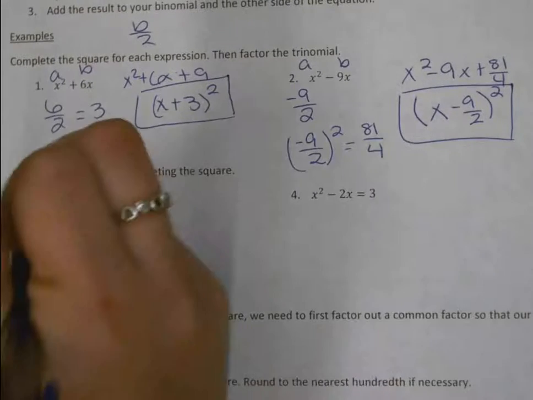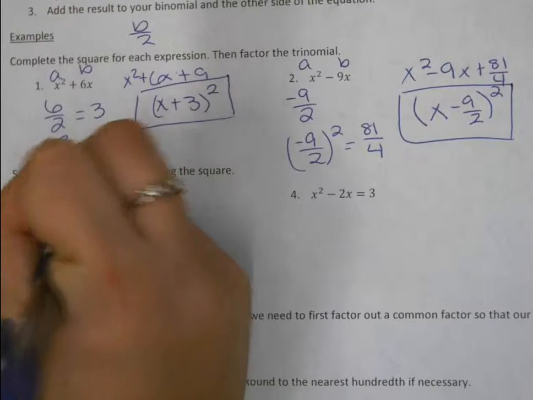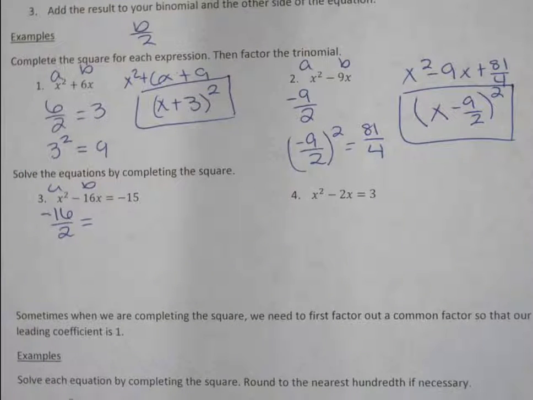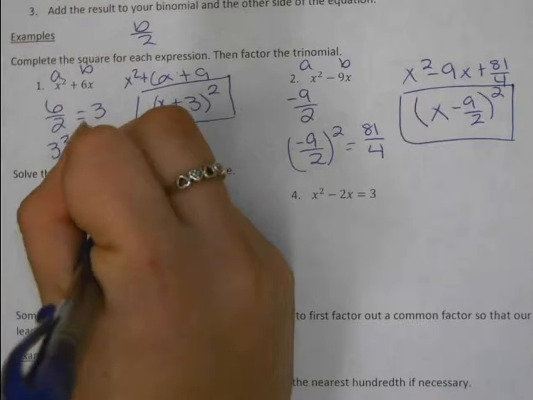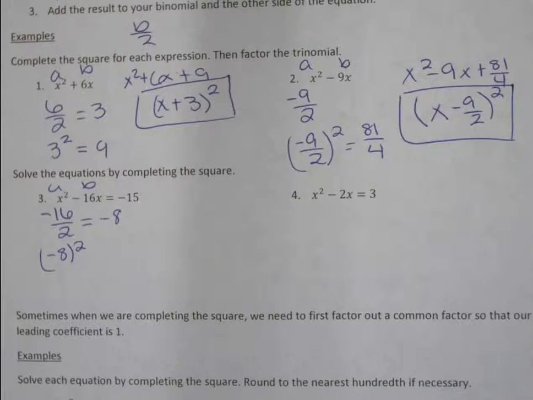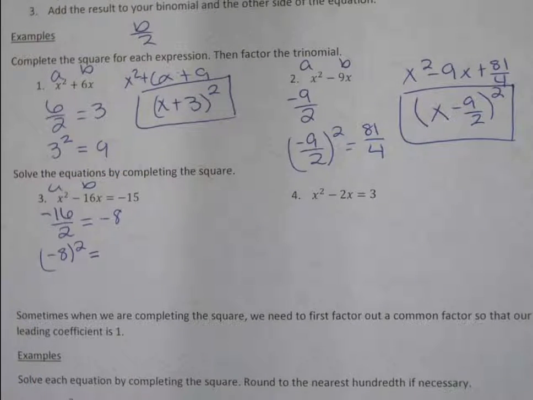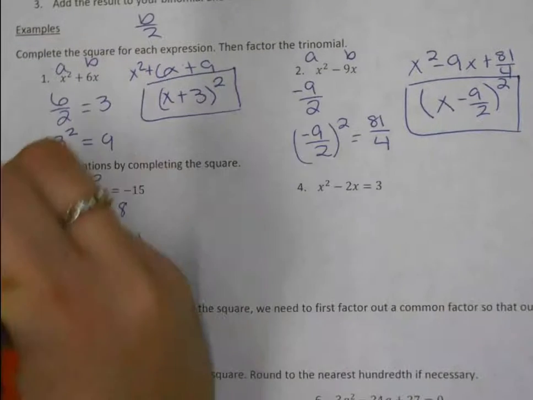So what I'm going to do is I start off like before, I label a and b. So my b is negative 16 and I want to divide by 2. Negative 16 divided by 2 is negative 8. So then I want to figure out what negative 8 squared is. Negative 8 squared is 64. So what I'm going to do now is I'm going to add 64 to both sides.